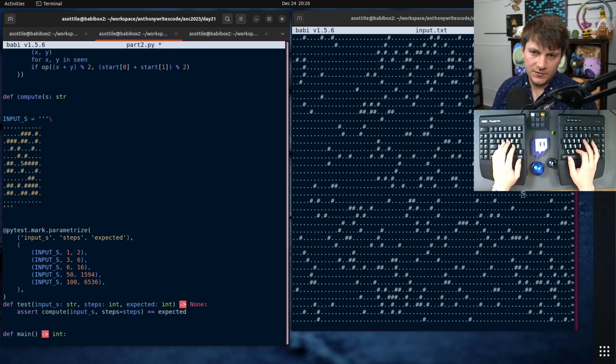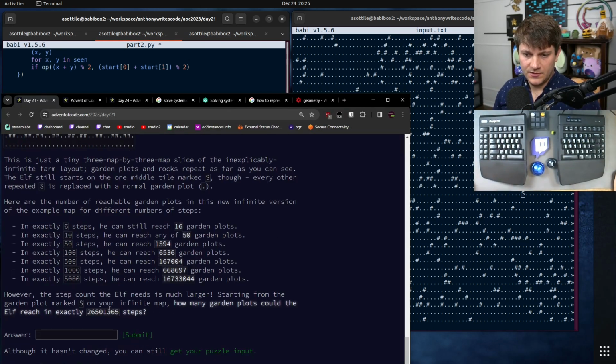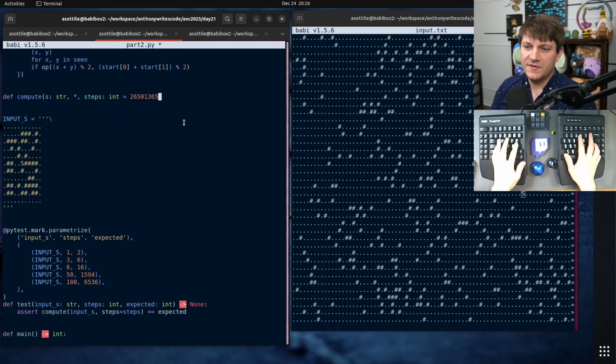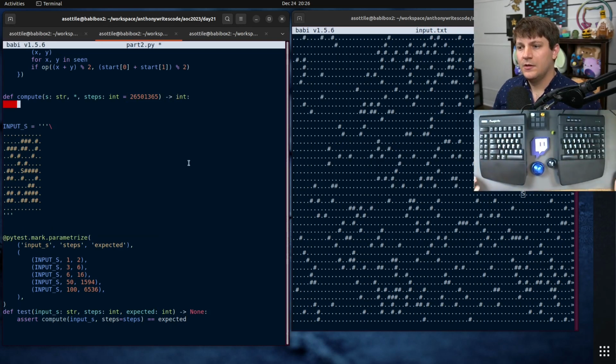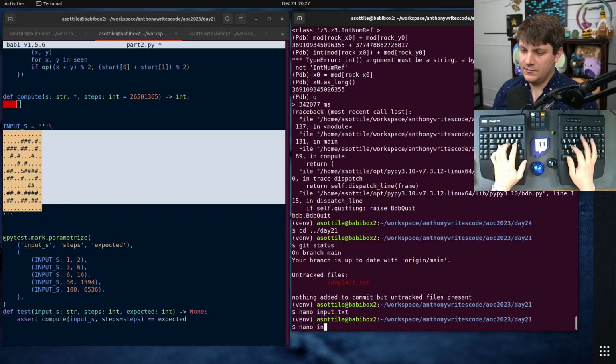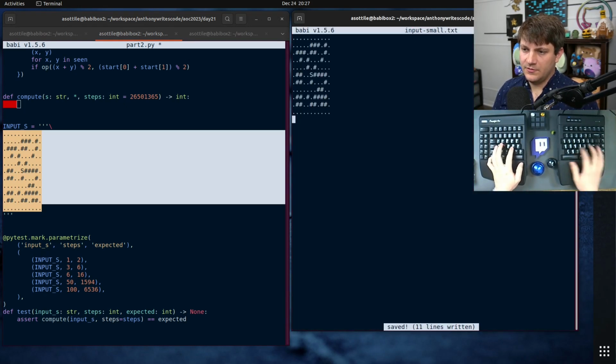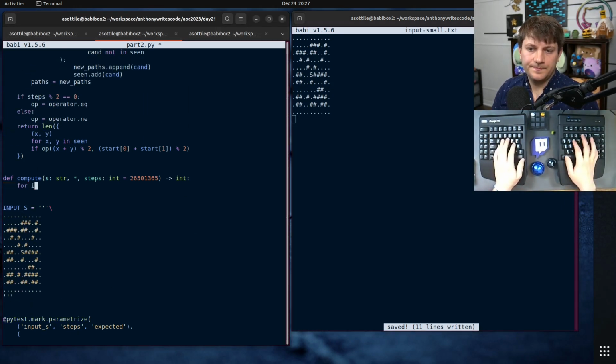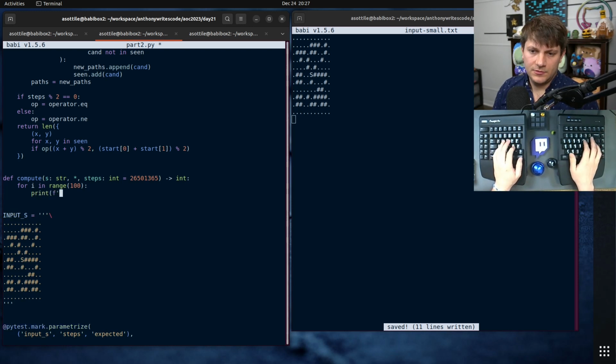Compute S steps, int, and we're supposed to compute it for this extremely large number. So my hope is that we find a pattern, and then with the pattern we can figure out what it's supposed to be. I'm going to put this in a little text file so we can run this without having to muck around with PyTest. Let's just go up to 100. Compute S steps equals i.